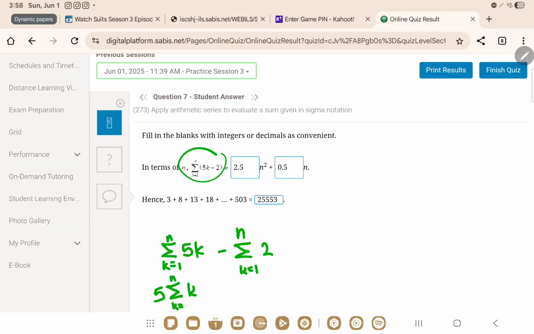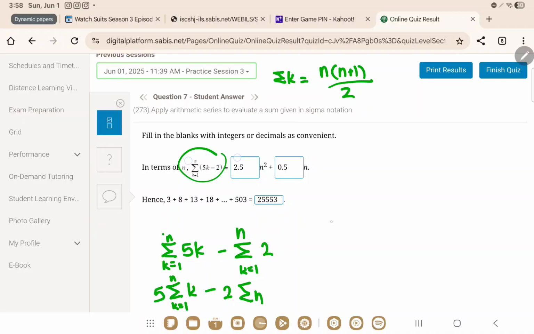You obviously have to write these. And this is 2 sigma n. Now you're gonna say, what's k? Whenever you have sigma k, it's equal to n into n minus 1 over 2. Sorry, no, n plus 1. I mixed it up. It's equal to n into n plus 1 over 2.